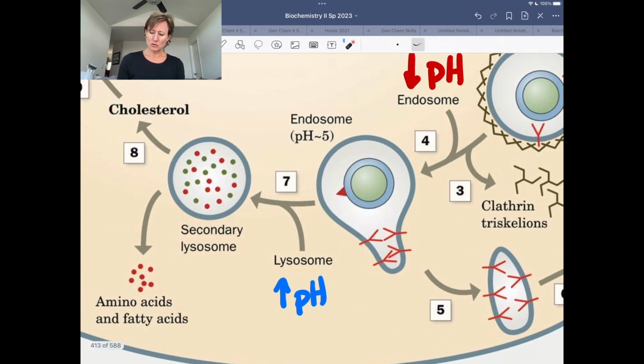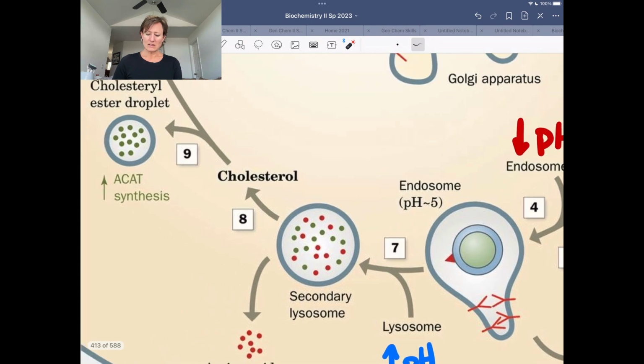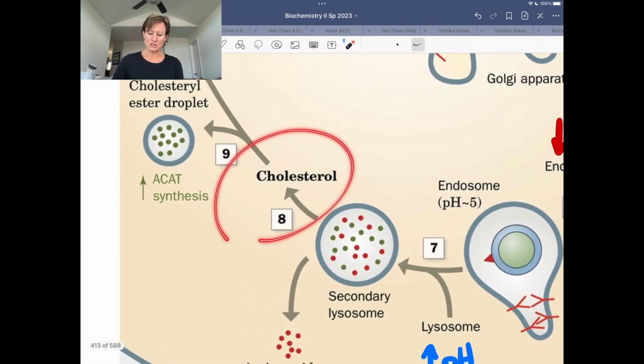So what we have after we fuse these two together is something called a secondary lysosome. Those enzymes that are in there are going to break apart, again, this is a protein here, so we're going to have all of these amino acids. We're going to break down all of the triglycerides into glycerol and their fatty acids, and that's what's represented by this red here. And then the cholesterol within this particle will ultimately find its way into the cytosol.